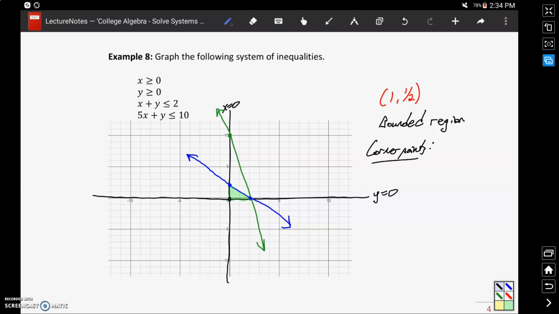And corner points at 0, 0, 0, 2, and 2, 0, where each of those 3 points represent the corners of this bounded region.